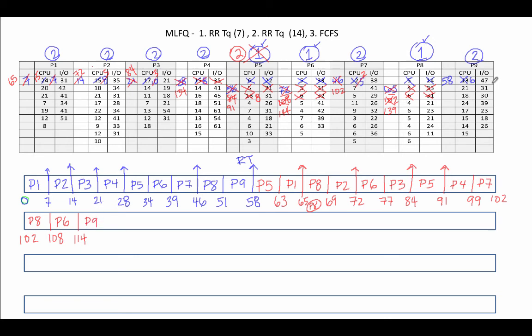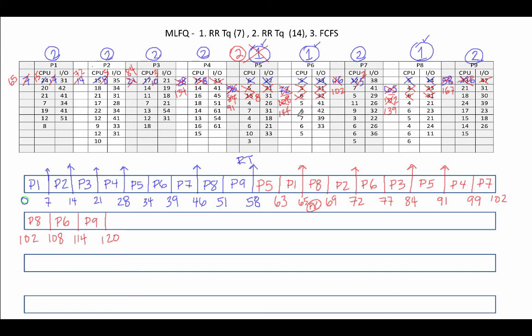P9 is going to get a chance to do its 6 time units that was left, and it doesn't look like it's going to get preempted, so it's going to go until time 120. So P9 will go till time 120. It will remain a level 2, and it will go out to I/O for 47 time units and come back at time 167.